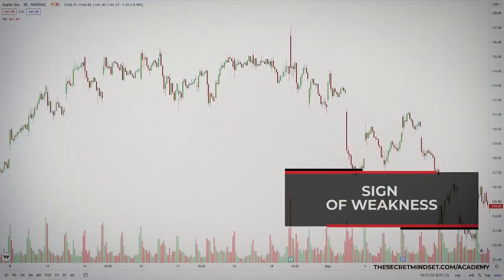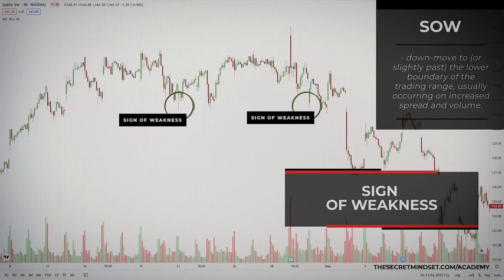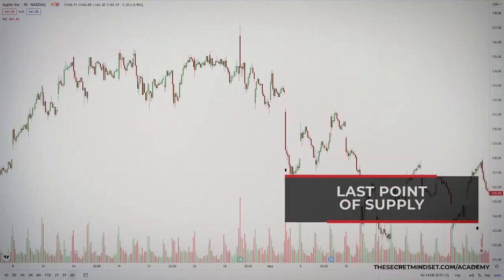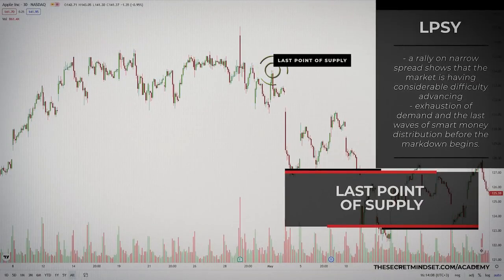Then we have the sign of weakness, observable as a down move to or slightly past the lower boundary of the trading range, usually occurring on increased spread and volume. The automatic reaction and the initial sign of weakness indicate a change of character in the price action. Supply is now dominant. Next is the last point of supply. After testing the support on a sign of weakness, a rally on narrow spread shows that the market is having considerable difficulty advancing. This inability to rally may be due to weak demand, substantial supply, or both.